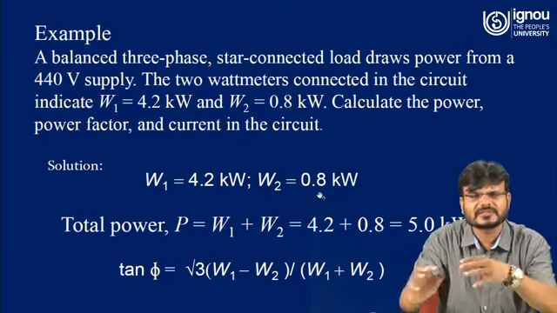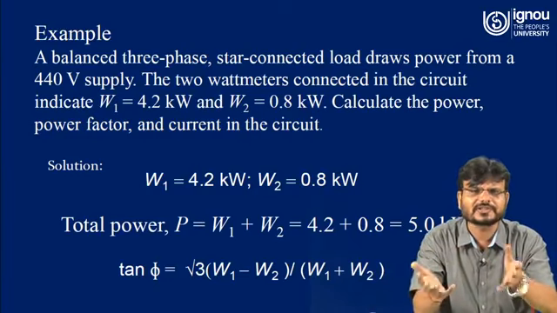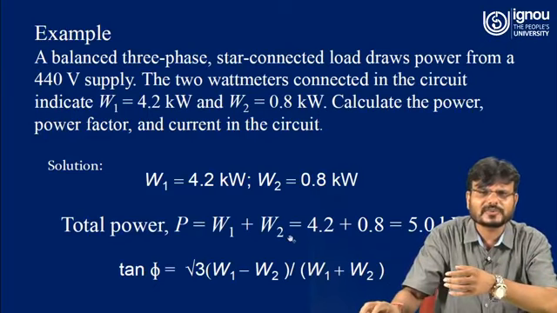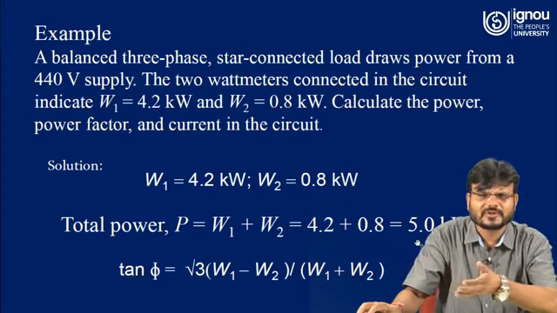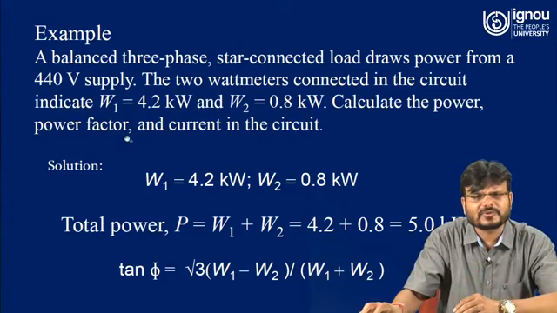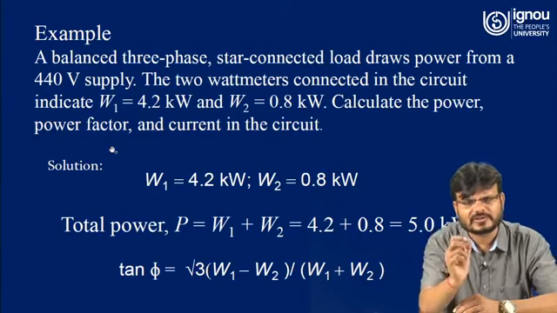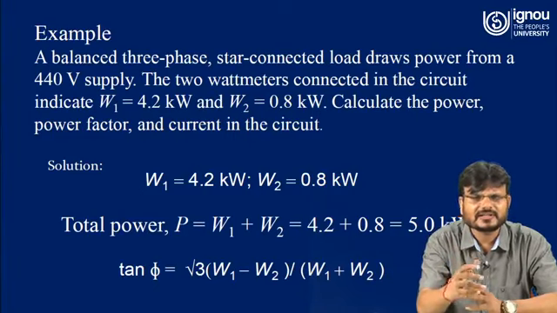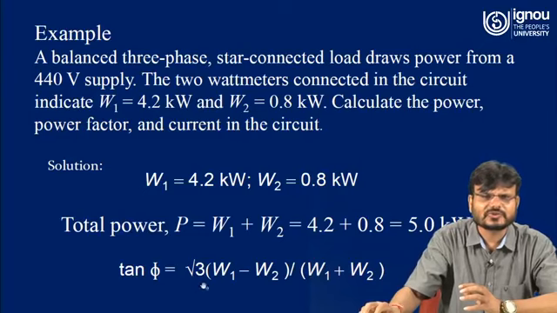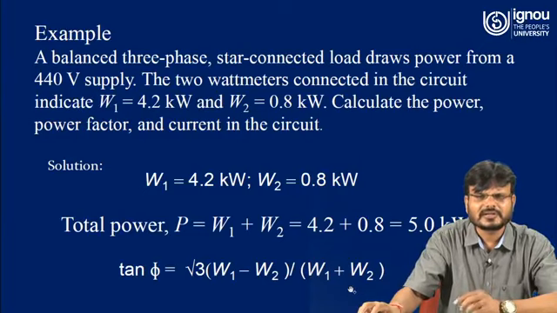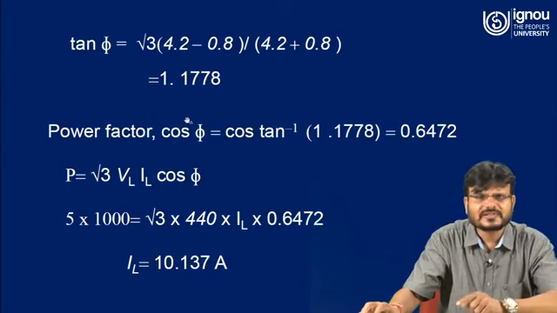So the total power measured in the three-phase system is the reading of the two wattmeters, W1 plus W2. So 4.2 plus 0.8 comes to 5 kilowatt. Now you have to calculate the power factor, which is cos phi. That means you need to find the phase angle first, and for that you can use this formula: tan phi is equal to root 3 times (W1 minus W2) upon (W1 plus W2). So tan phi can be written as root 3 times (4.2 minus 0.8) upon (4.2 plus 0.8).